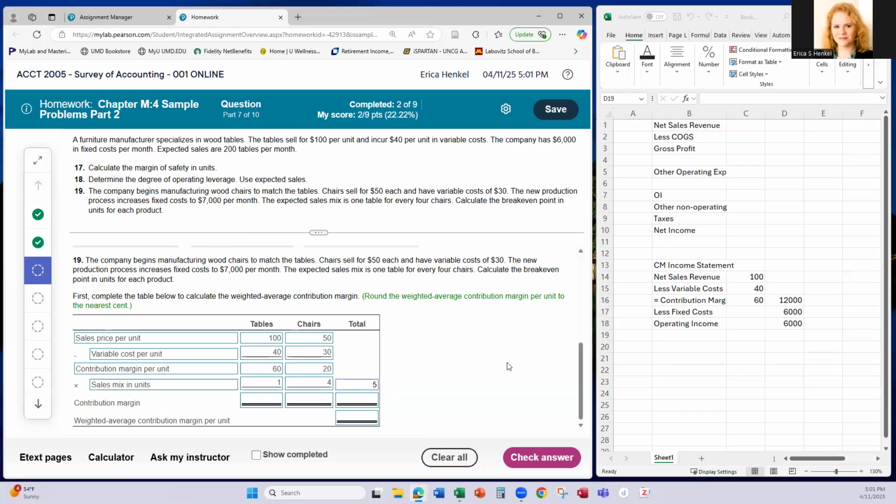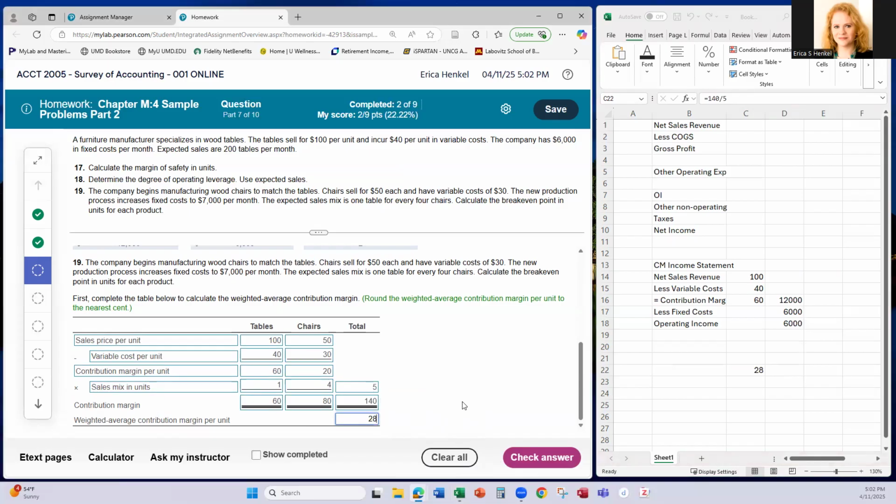So now, with the contribution margin on a typical sale, we have 1 times 60, which is 60. We have 4 times 20, which is 80. So in total for this package, we have 60 plus 80, which is 140 for a typical sale of 1 table and 4 chairs. So then if we take the $140 and we divide it by the 5 units, that gives us $28 per unit in terms of weighted average contribution margin per unit.